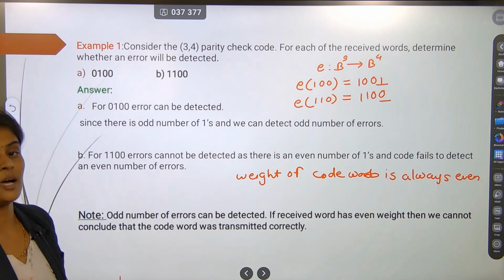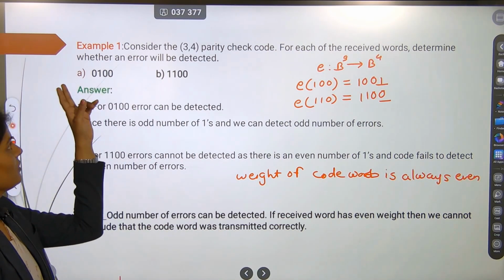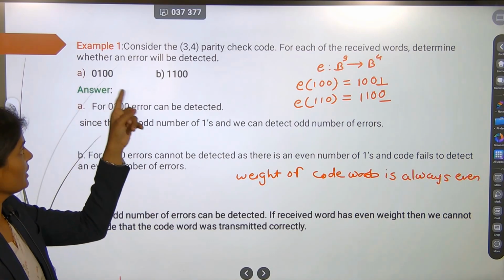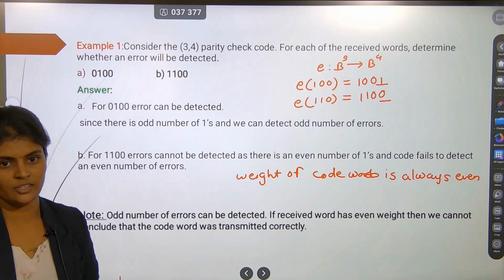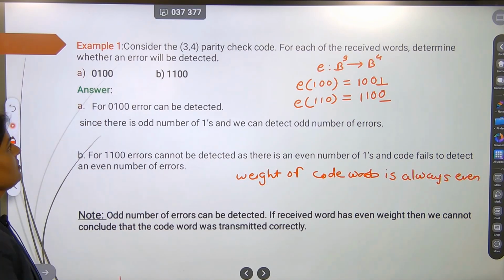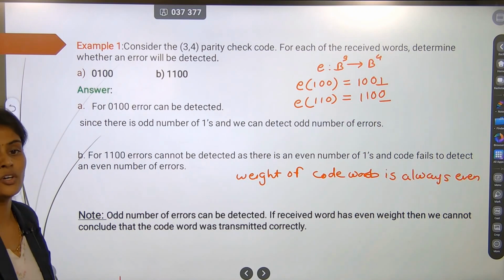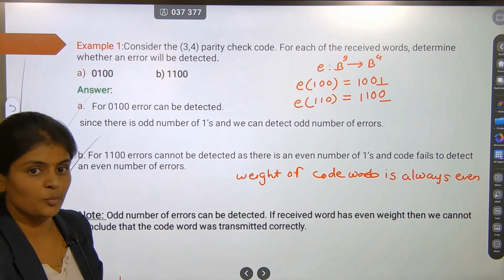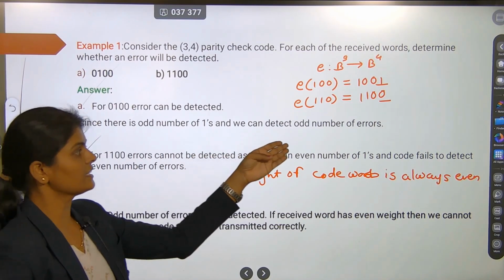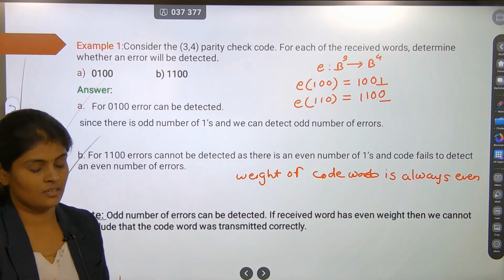So consider example 1. For example 0 1 0 0, the weight of that word is 1, which is odd. So this is not correct. For this word 0 1 0 0 we can detect the error because there is an odd number of ones. So we can detect an odd number of errors.